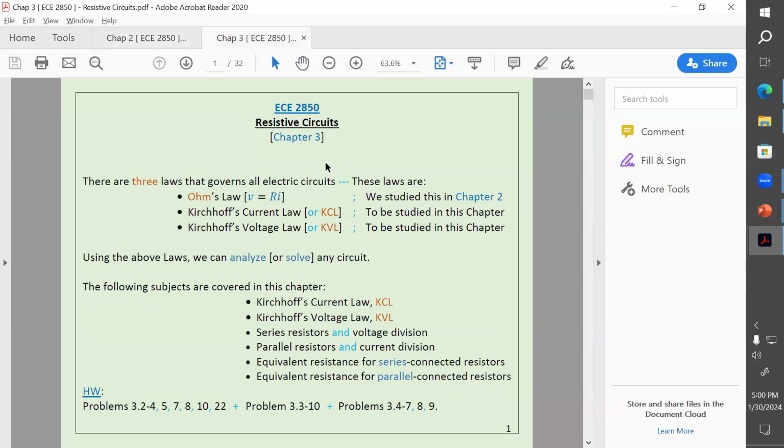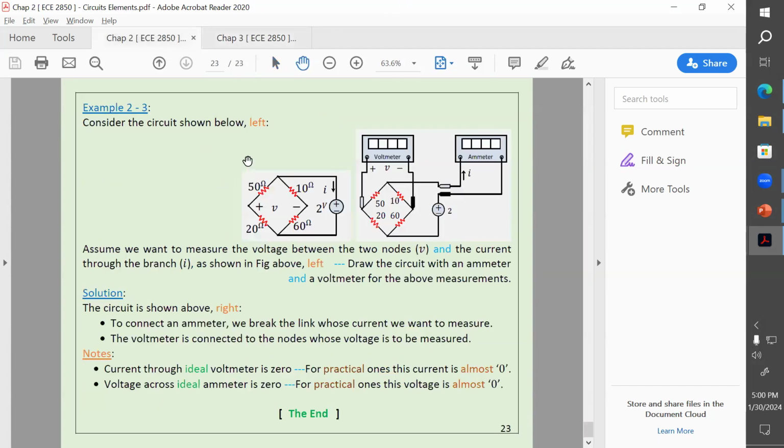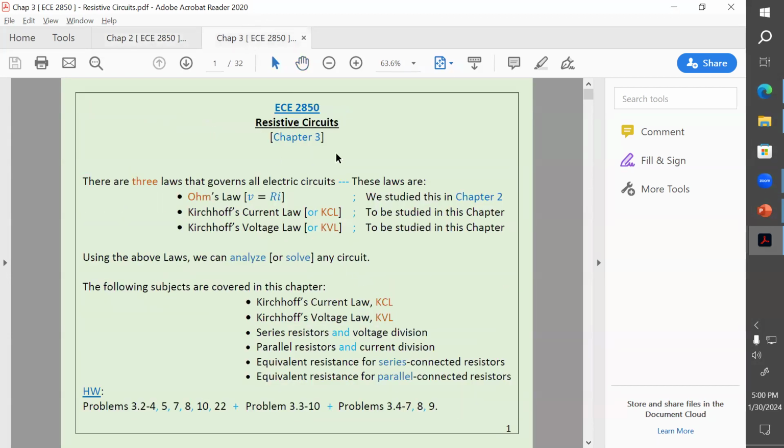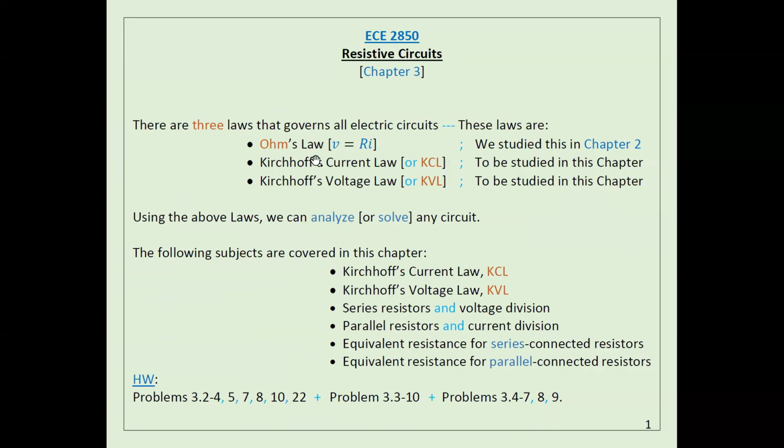So in chapter 2, I just explained some circuit elements. In chapter 3, I'm going to start teaching resistive circuits. The resistive circuits are the circuits that mainly have voltage or current sources in addition to resistance. Okay, so here there are three main laws. You need to know these laws, because that's what we are going to teach in detail in this chapter. There are three main laws that govern all electric circuits.